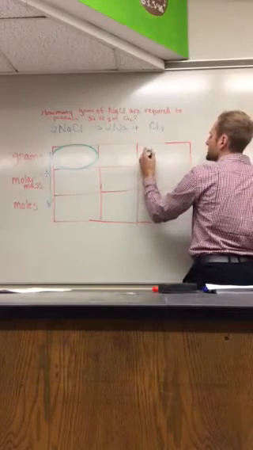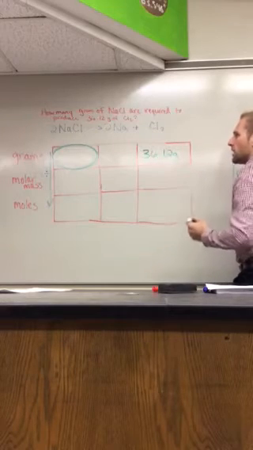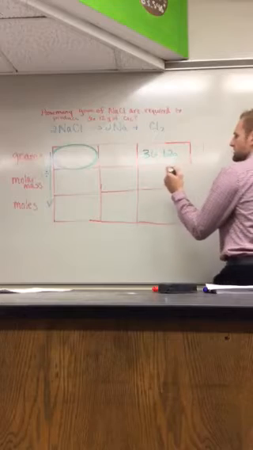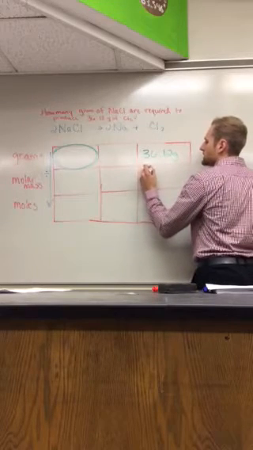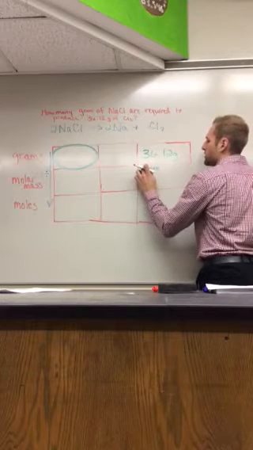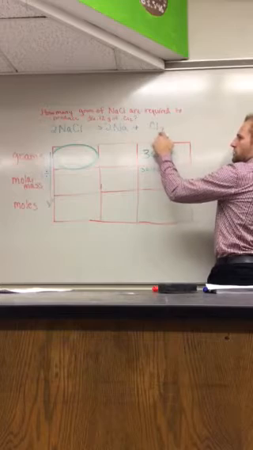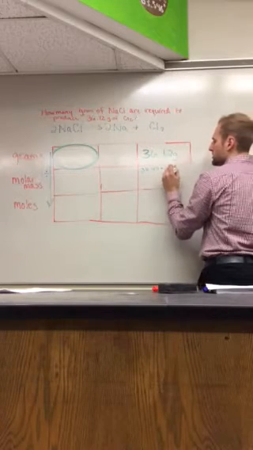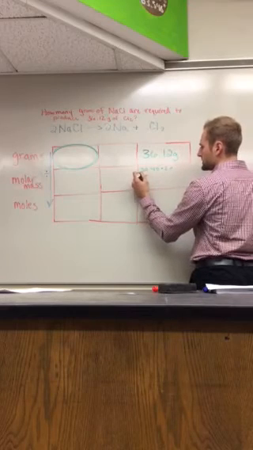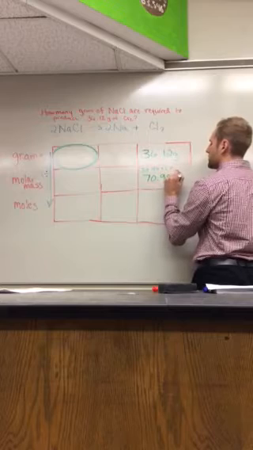So I start with 36.12 grams of chlorine gas. I know the molar mass of chlorine gas because chlorine has a mass of 35.45 by itself, and I've got 2 atoms of chlorine, Cl2. So my molar mass of chlorine is 70.90 grams per mole.